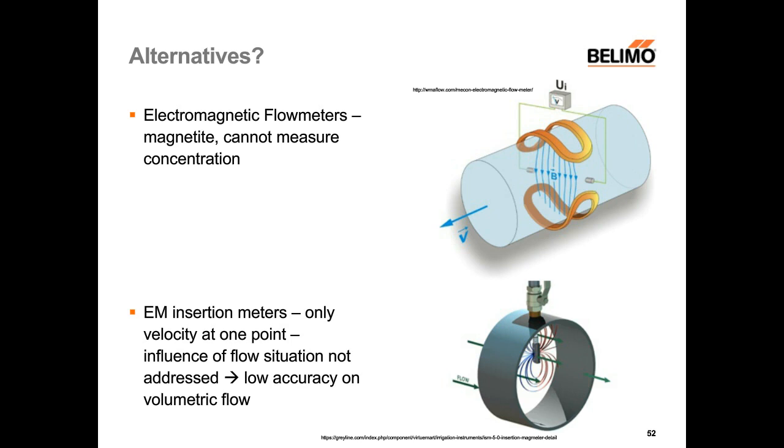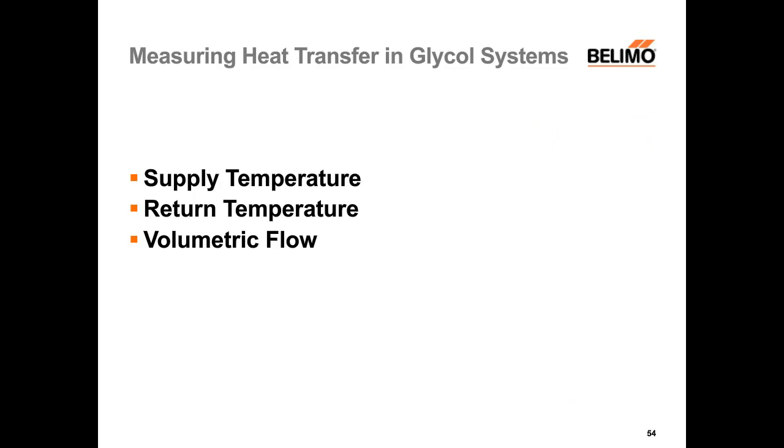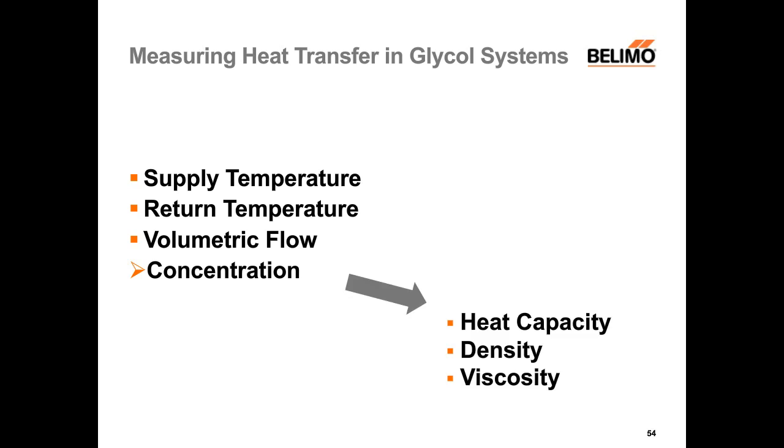So we're coming soon to the end. Here's your take-home messages. To measure heat flow or thermal energy in systems with glycol, do not only measure the temperatures and the flow, but measure also the concentration. Because together with the fluid temperature, it has a huge influence on the heat capacity, on the density, and via the viscosity on the volumetric flow. And that needs to be compensated for.